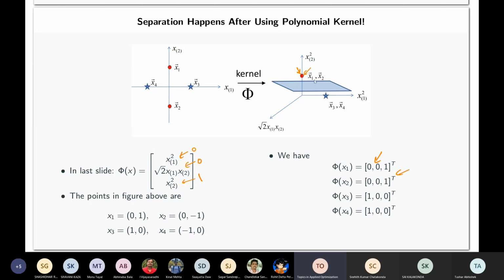So they coincide here. Both are here, and x3 and x4 both coincide here. That they coincided is a different story, but now they are separable. Now I can put a plane like this and they get separated. So after the phi transformation, the points are now linearly separable. That was what I wanted, a mapping such that the points get separated. Now I can apply a usual SVM on this.